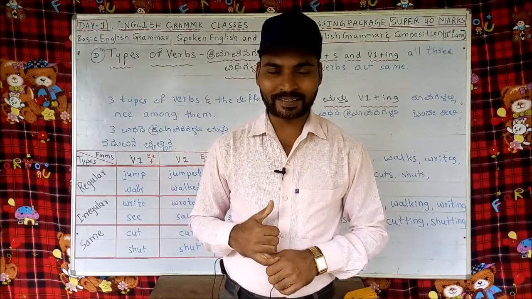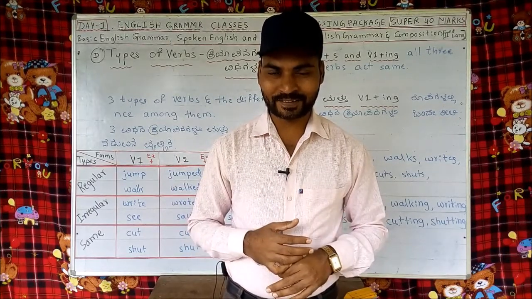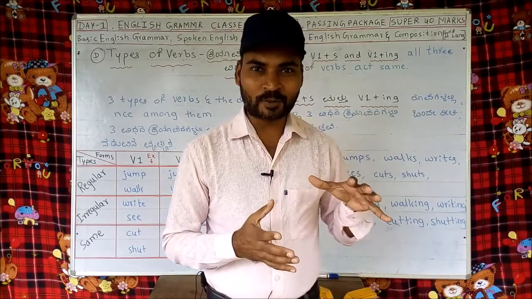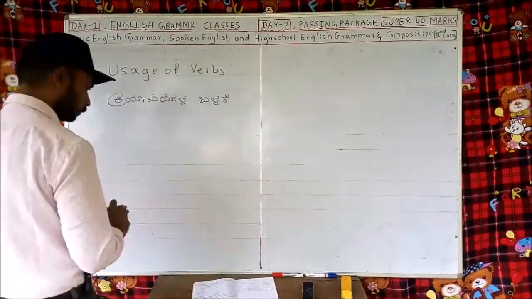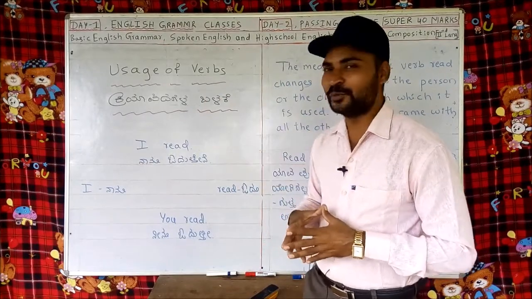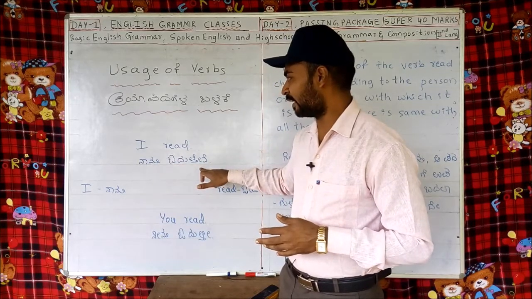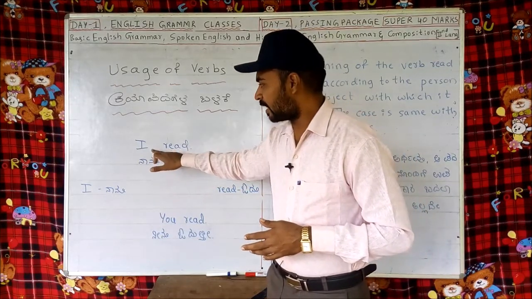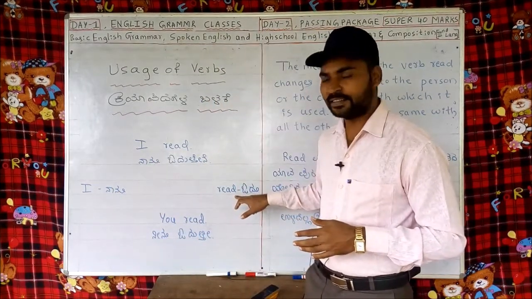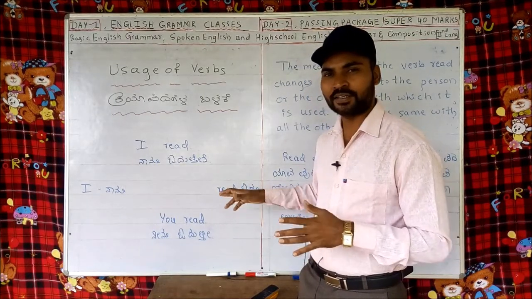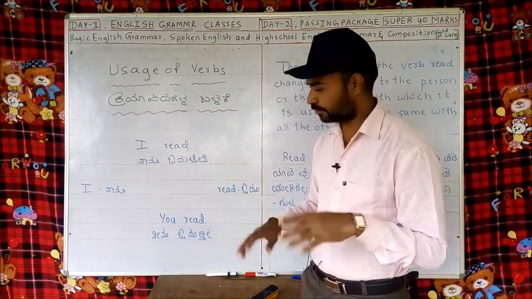Just now we discussed types of verbs, or kinds of verbs. Now let's see how the verbs are used. Usage of verb. Now let's have a look at the usage of the verbs. I read. Nanu oduttene. Here the meaning of I is nanu and the meaning of read is odu. When we take this verb read separately, it just means odu. That's all.